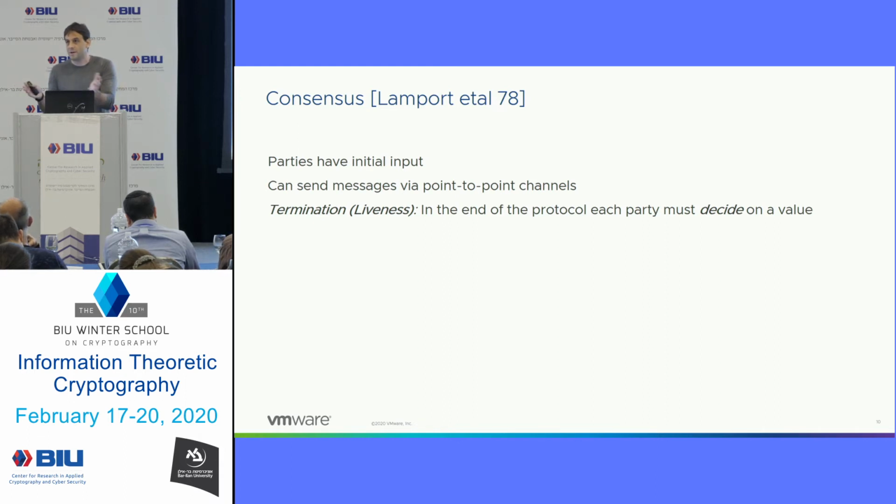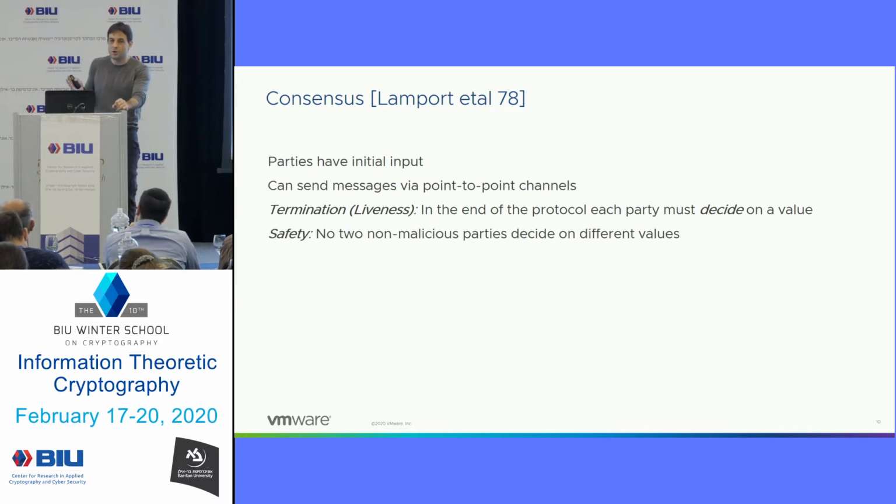Think about this as making some financial transaction, shooting some missile, making something that you can't recover from. And the second thing you want is this safety property, where this consensus happens: you want to make sure that no two non-malicious parties decide on different values. So we all decide on the same value.